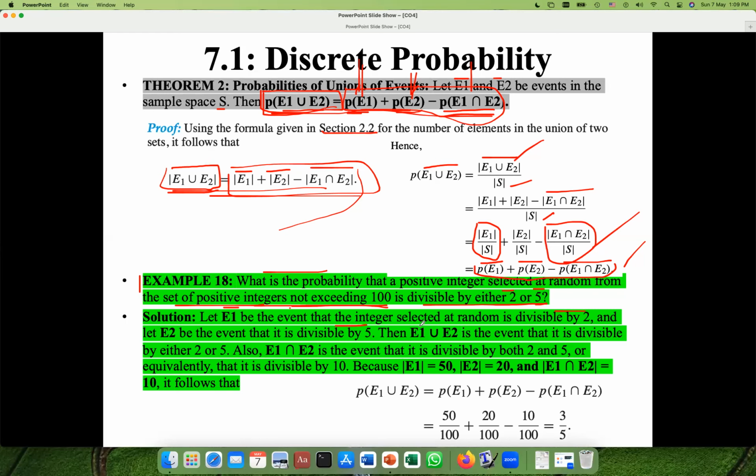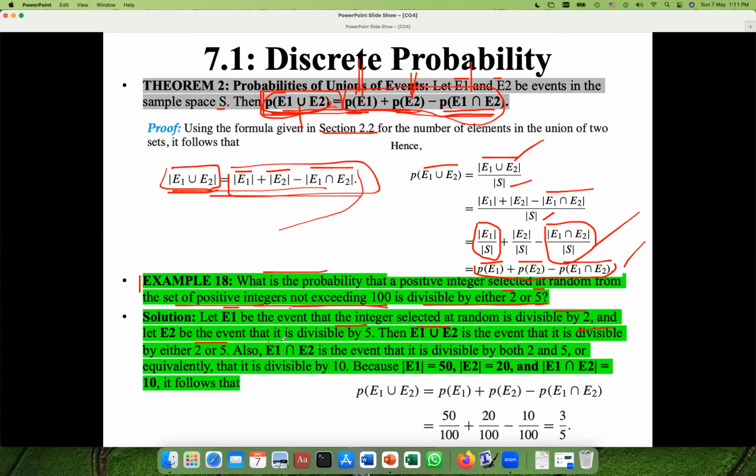And E1 union E2, we want to calculate their union. When you take the union, this would be the event in which you have a number that is divisible by 2 or 5, either one. So you are just representing it. This is what you want to calculate, and you know the right hand side.